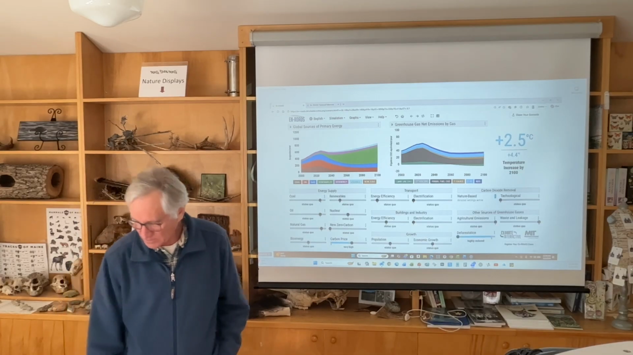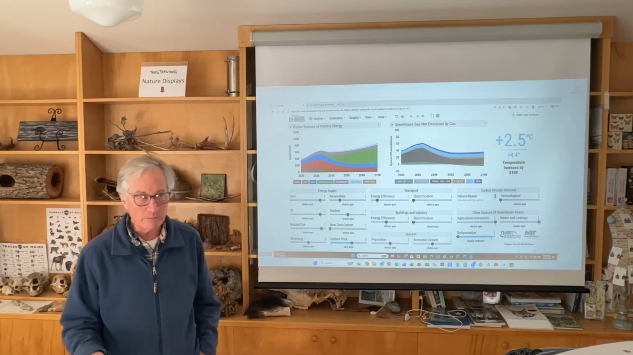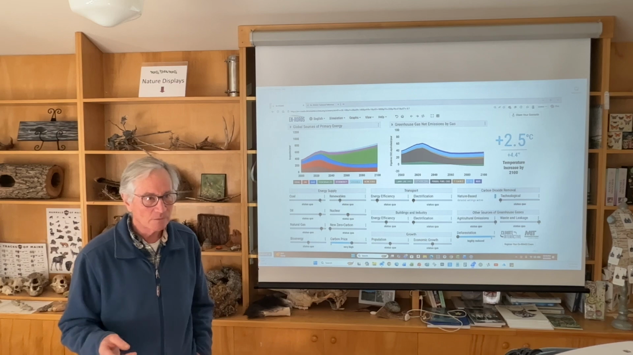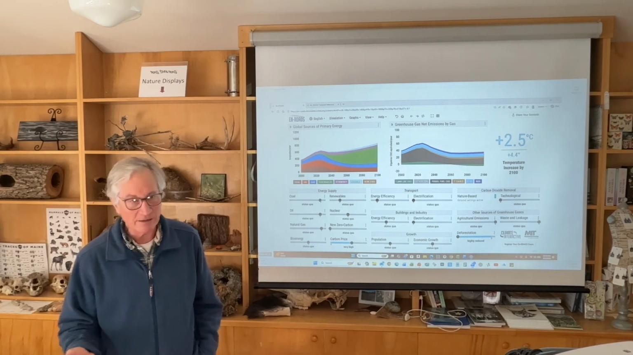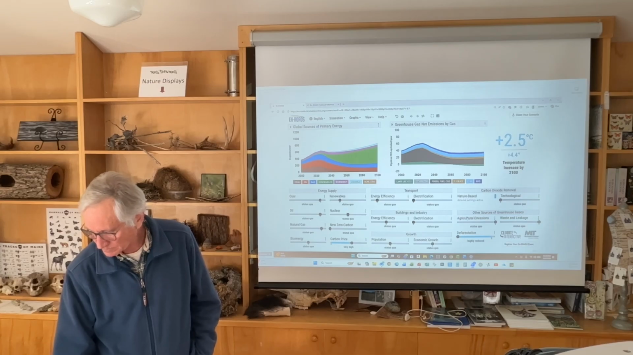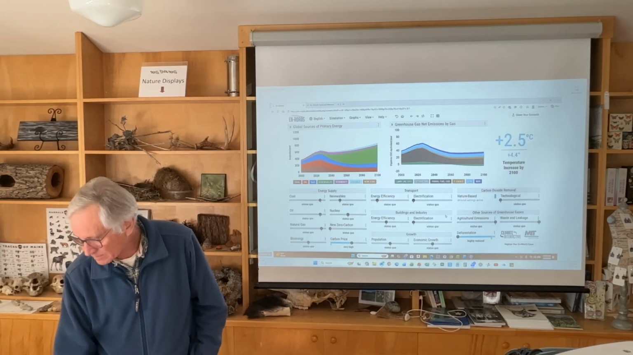So it's pretty clear, I think, that we need the carbon tax, carbon pricing. But we're still only at 2.5. We need to get down to 2. I mean, we're looking at this as all the way to the end of the 21st century, really. Yeah, 2100.